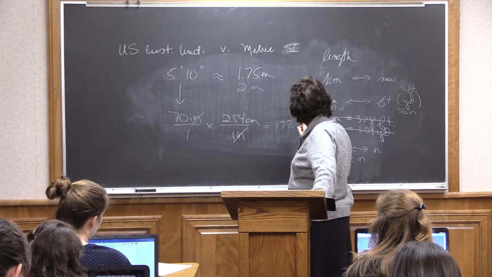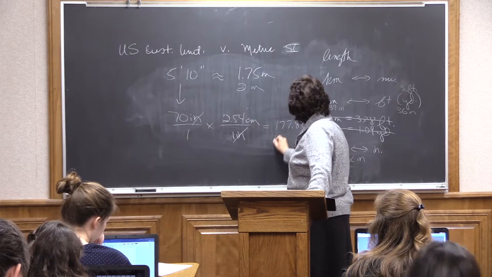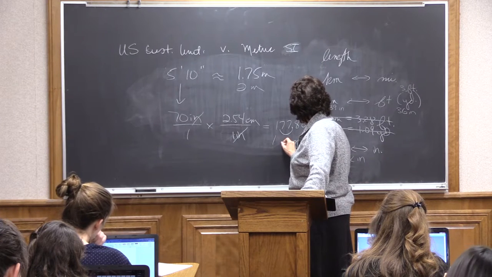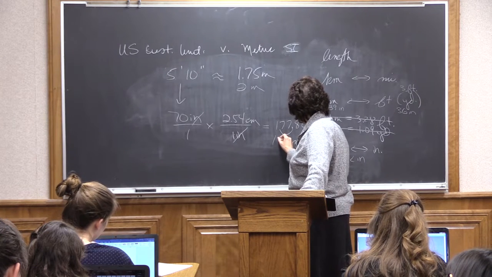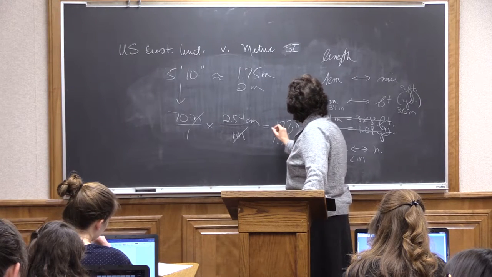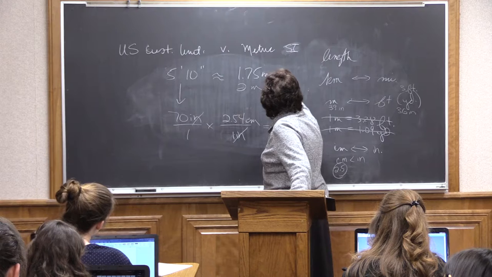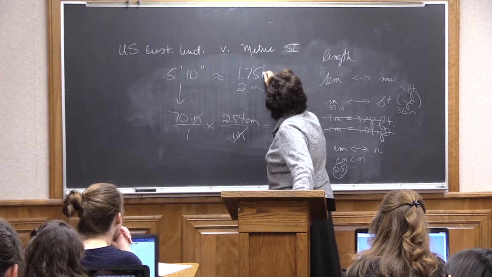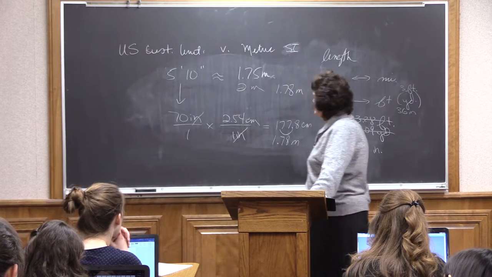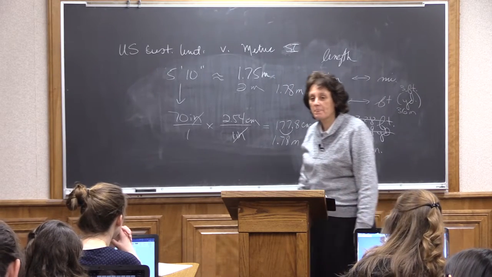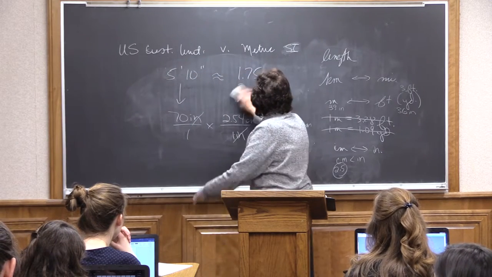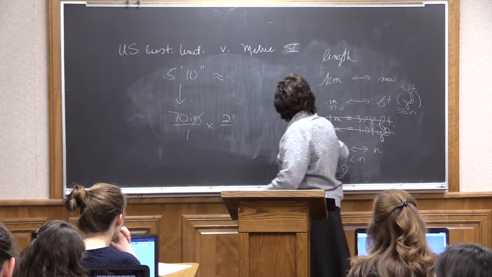177.8. 177 point what? 8. Centimeters. So we are converting now to meters by moving it two places. So 1.78. Pretty close. Okay. So all of us are less than 2 meters tall. Even Morgan.